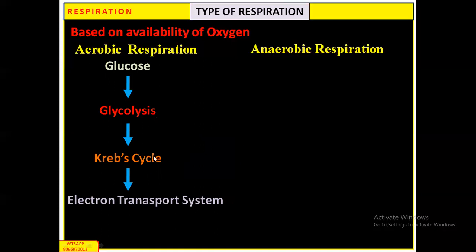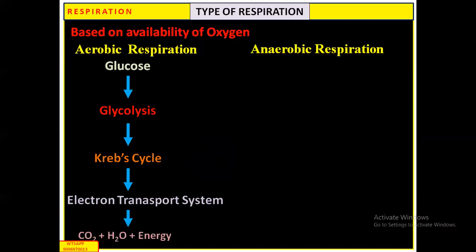Second one is Krebs cycle. Third one is electron transport system. These are the linear cycles taking place, but naturally it is not the case. Naturally, all the cycles take place simultaneously as the availability of the substrate is there inside the cell.